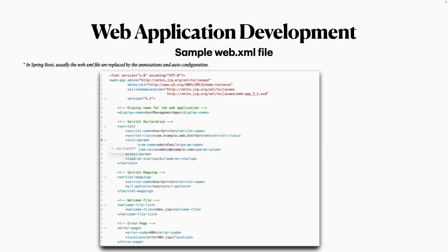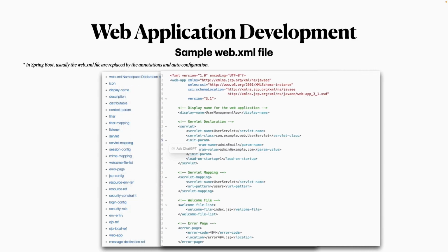And similarly, the welcome file list is something that configures, the moment a web server is up, what welcome page has to be displayed as part of this application, right? And error pages are something where, whenever an error happens during execution of the application, depending on what error code comes, we will route it to the corresponding JSP page configured here.